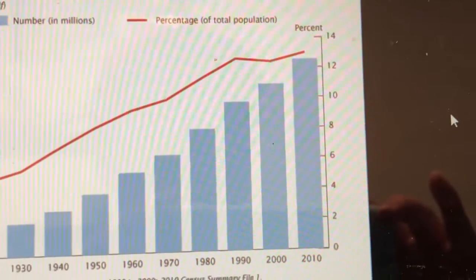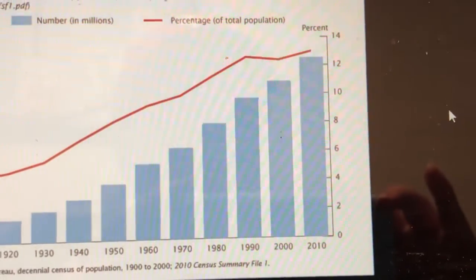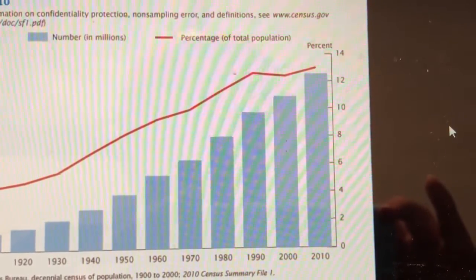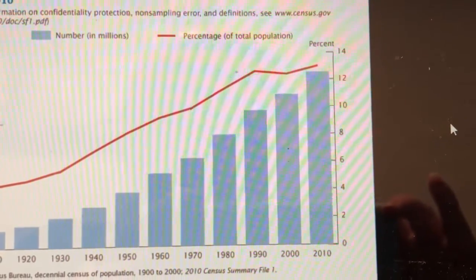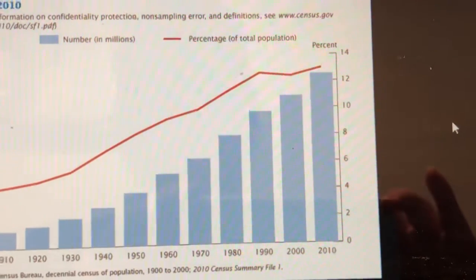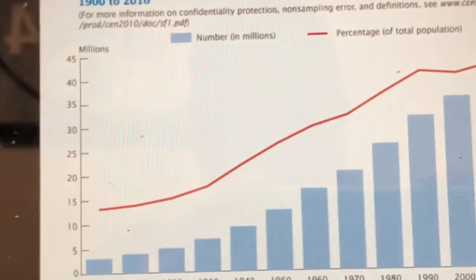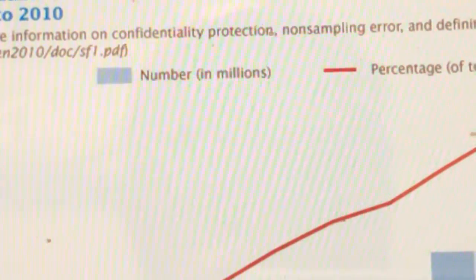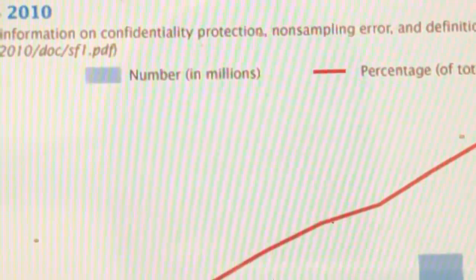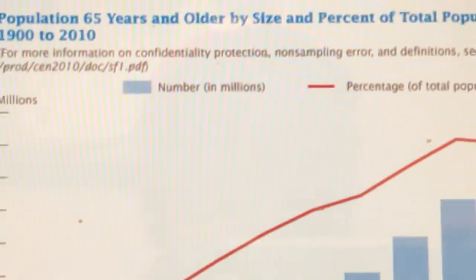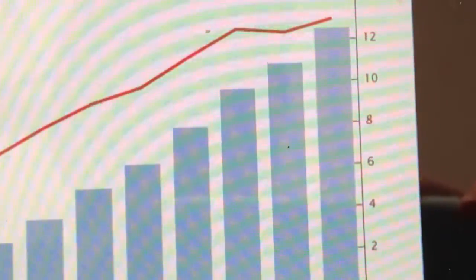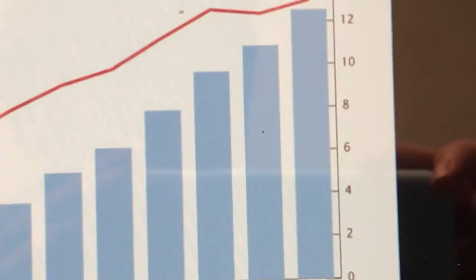So are there only 12 people that are 65 and older? Are there only 12 that are 65 and older? What do you think? Good. Hopefully some of you guys said no, because you remembered that our key gives us information. Our key up here tells us that the number is in the millions. So we don't just have 12 people 65 and older. We have about 12 million people 65 and older.